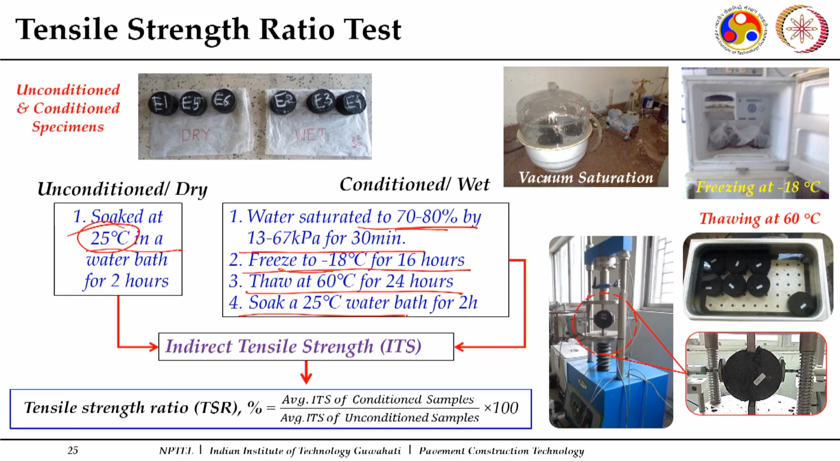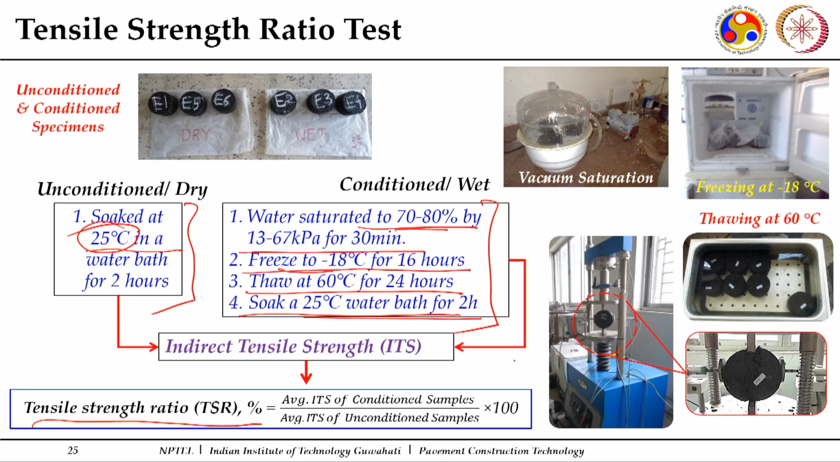And then finally, this conditioned specimen is also brought to 25 degrees centigrade by keeping it in a water bath for 2 hours. So now this is a conditioned set and this is an unconditioned set, and we are going to again measure the indirect tensile strength for both the conditioned set as well as the unconditioned set, and the ratio of these will be called the tensile strength ratio.